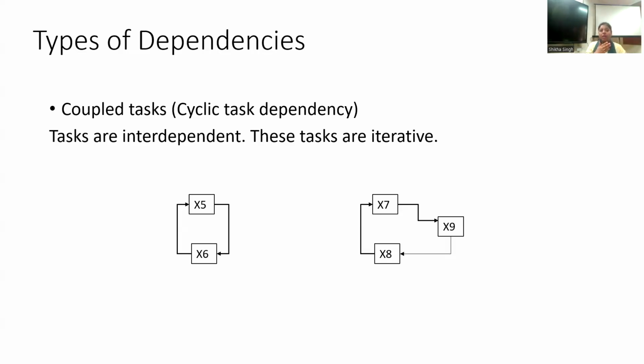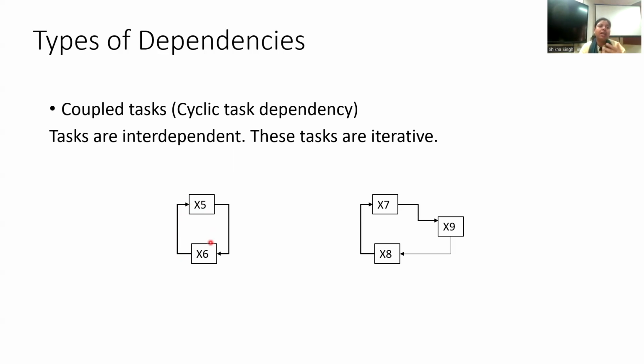Input is going back to the originator of the information. So you see here in this particular figure that x5 is giving information to x6, and after processing or utilizing that information, some output has been developed, and that output information is again going back to x5. So this is how x5 and x6 are called the interdependent task, or you can say the iterative task.